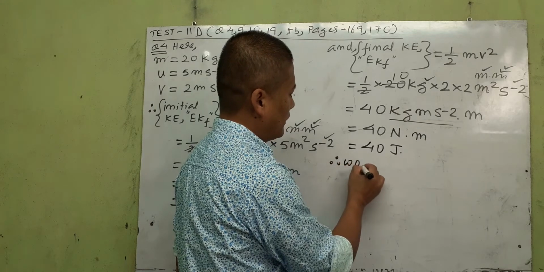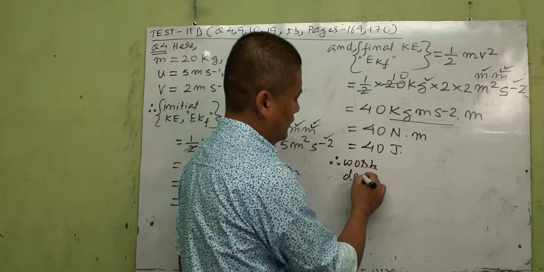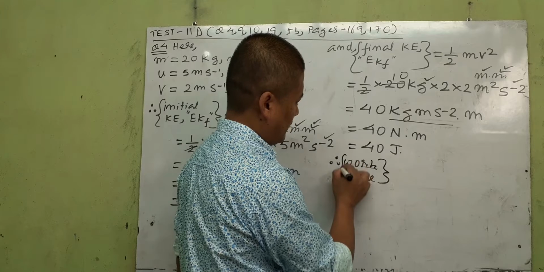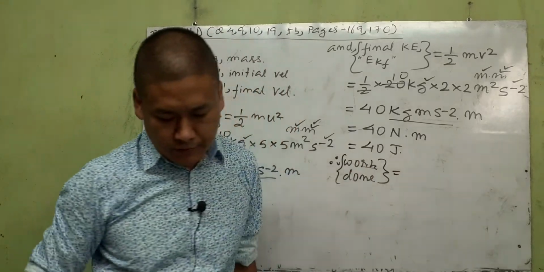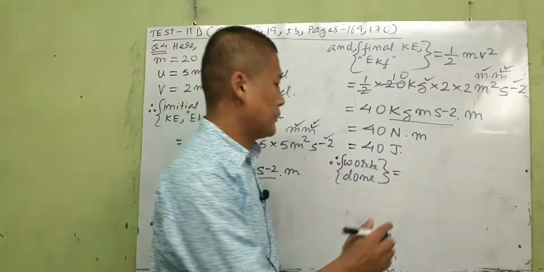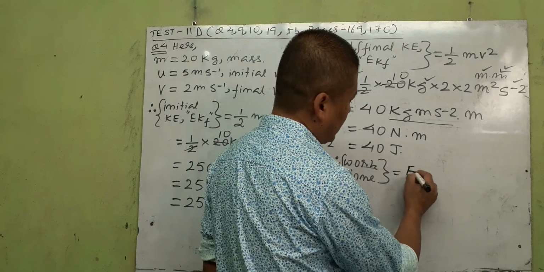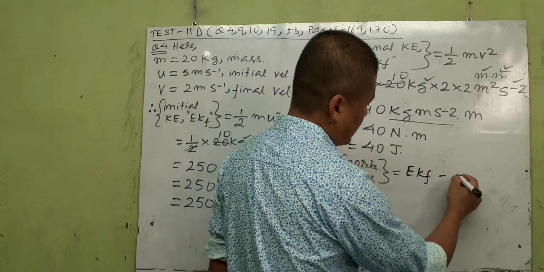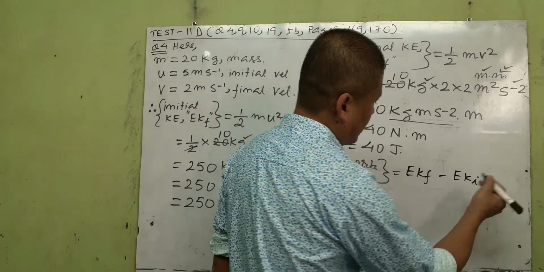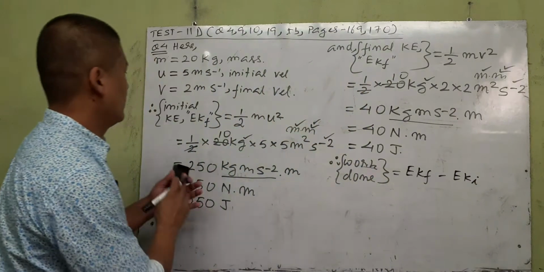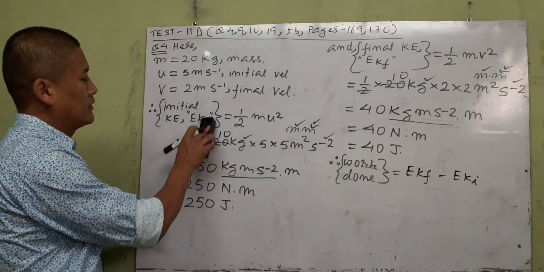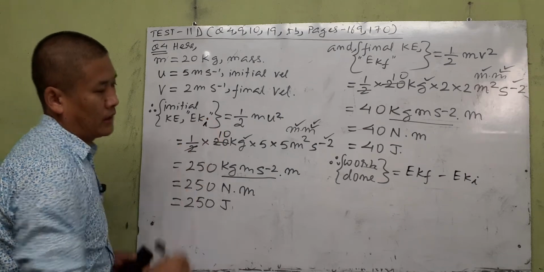Therefore, the work done, the question is asking this one, the work done. Go back to the question and see. Work done by the force is equal to final kinetic energy E kF minus initial kinetic energy E kI. Sorry, this is initial kinetic energy. Please change it slightly. E K small I.